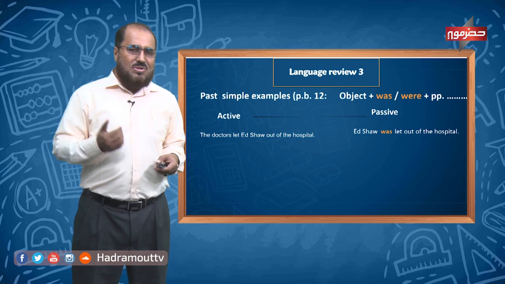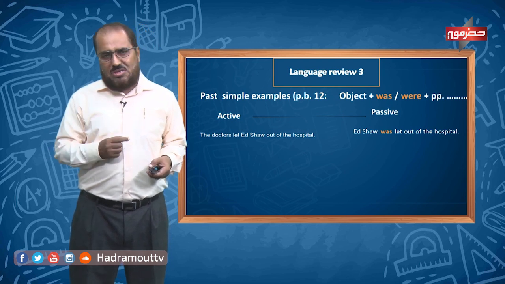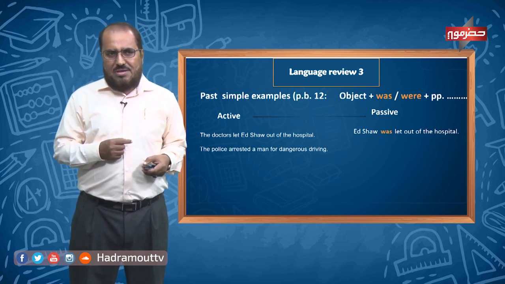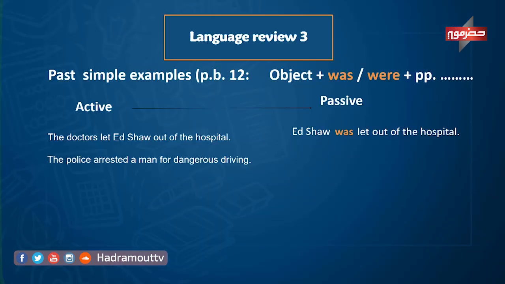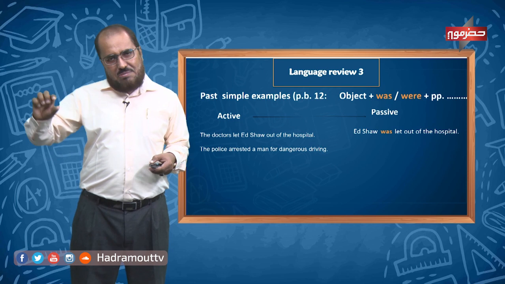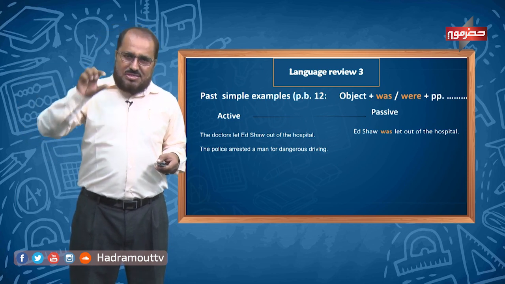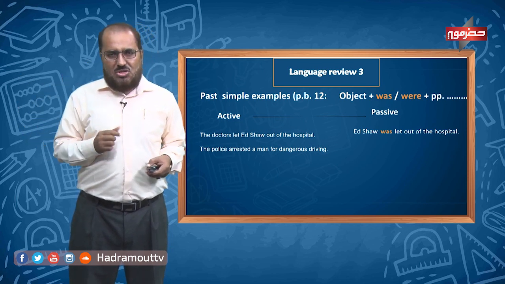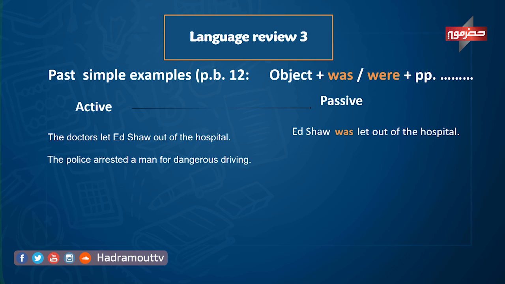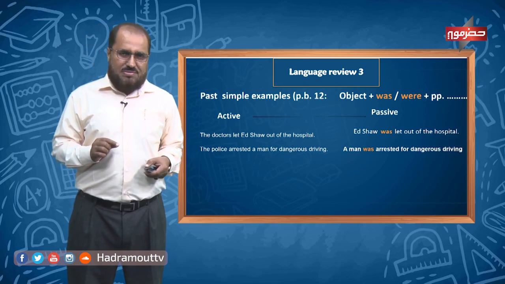Let me give you more examples now and try to change them into passive. The police arrested a man for dangerous driving. Change into passive. Look for the object first, then build on the structure above. It should be a complete passive sentence now. It will be: a man was arrested for dangerous driving.